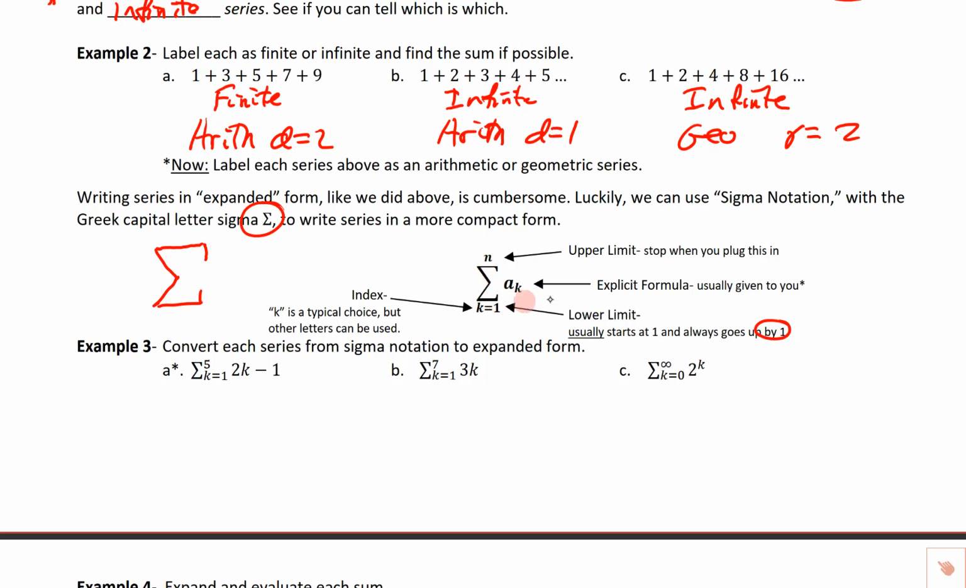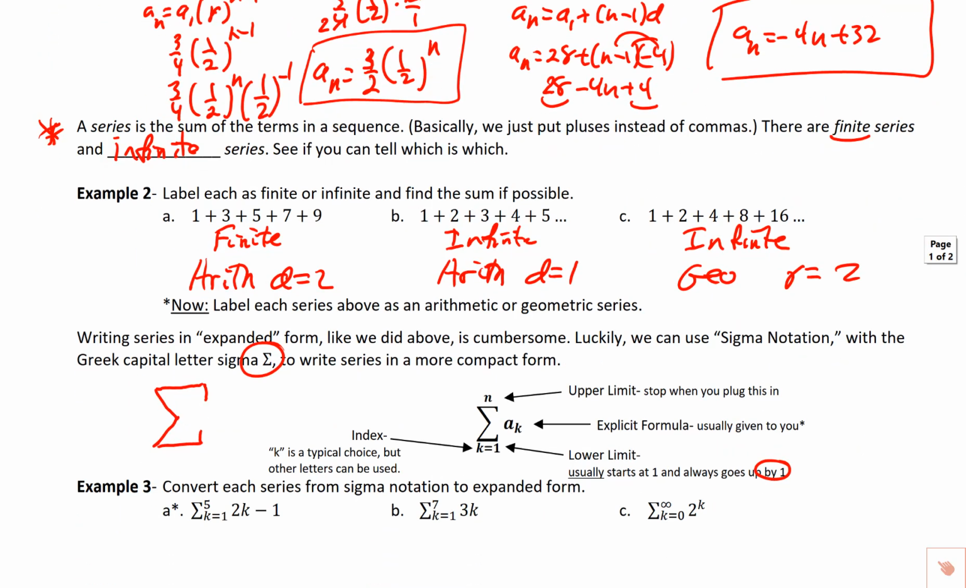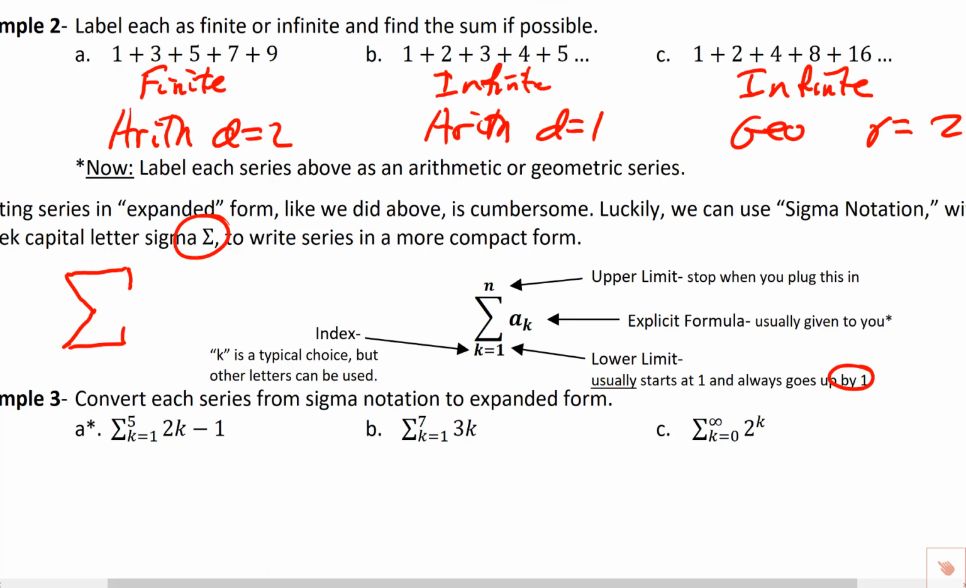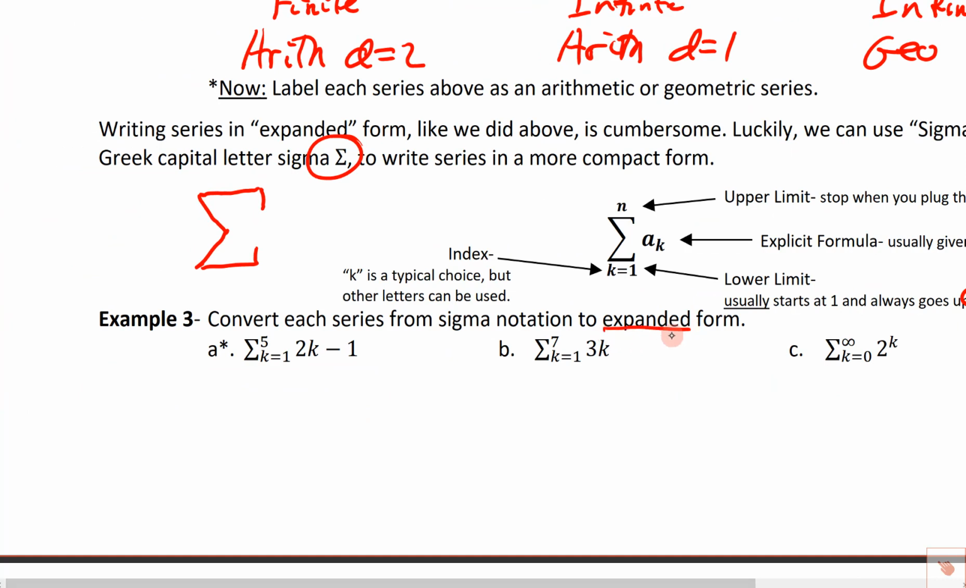And this is the explicit formula in here. Again, it's normally given to us, but not always. There are times where we're given something like we had up above, and we actually have to figure out what the formula is so we can write that in sigma notation. Okay? So we're going to take a look at this and see what this looks like. We're going to do a couple of these. These are written using sigma notation, and we're going to write them in expanded form.